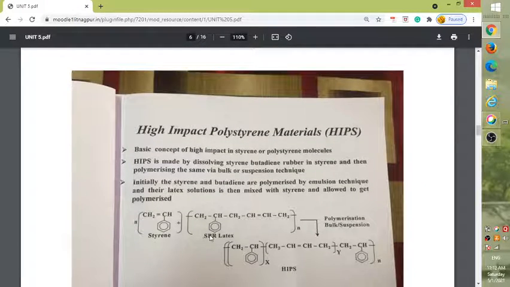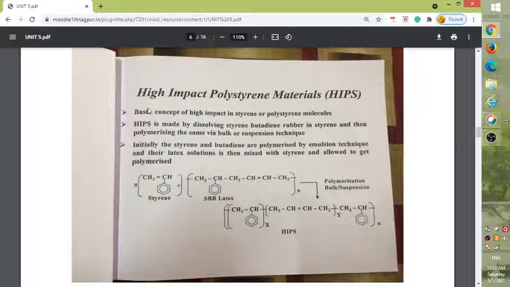High impact polystyrene, HIPS. Basic concept of high impact polystyrene or polystyrene molecules. HIPS is made by dissolving styrene butadiene rubber in styrene, then polymerizing the same via bulk polymerization or suspension technique. So how is HIPS made? Dissolving styrene butadiene rubber, SBR, in styrene and then polymerizing the same via bulk or suspension.